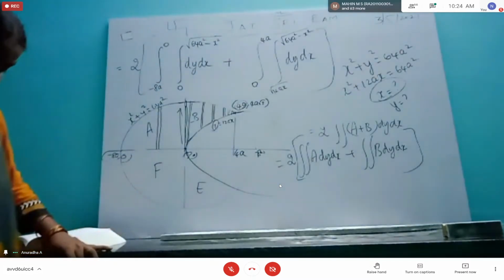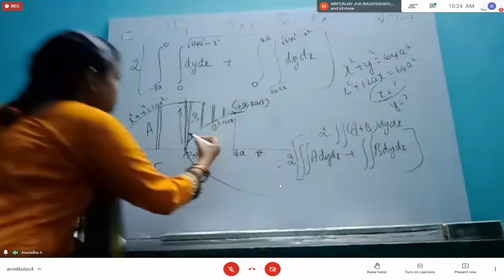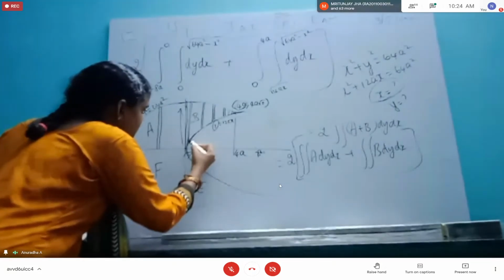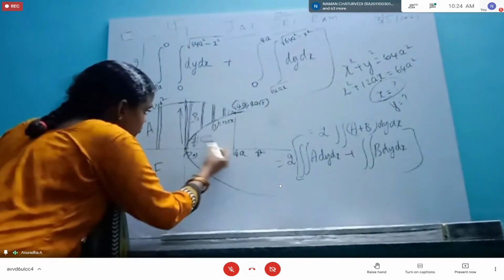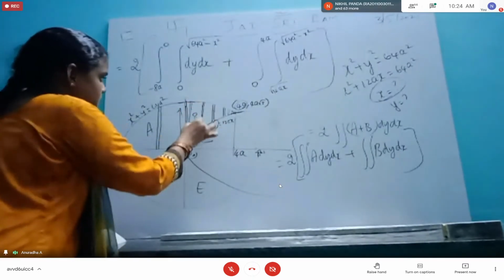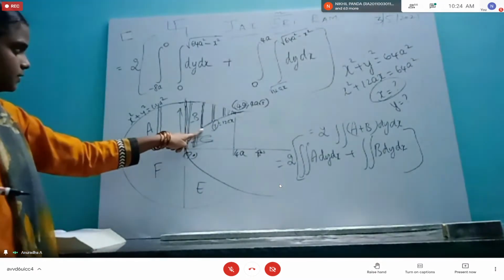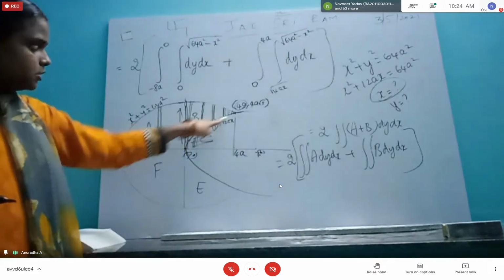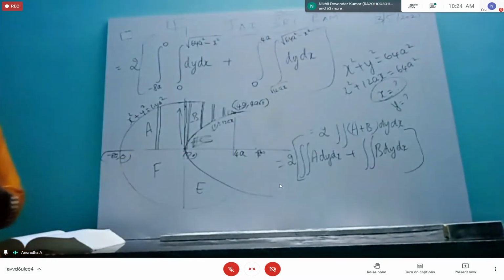Ma'am, could you please explain how we got the lower limit root 12ax for the B part? Yeah, for B, you see, B is stopping here. B is not going to here. This region I am not taking. This is C. I don't want this region. B stops here. That will be the lower limit. So where is this point stopping? On the curve. What is this curve? The parabola. Parabola equation is y square equal to 12ax.